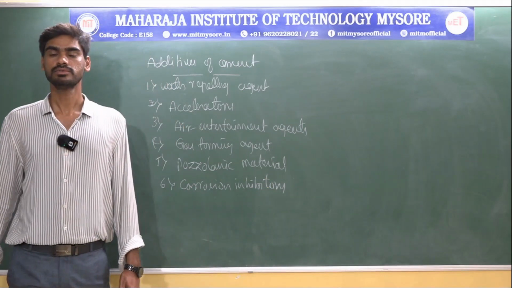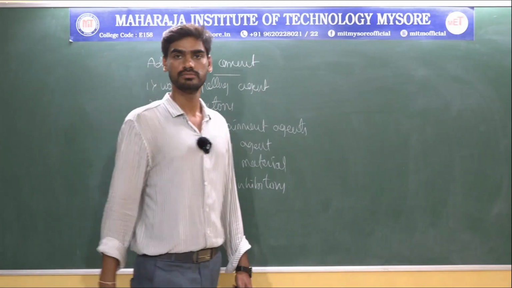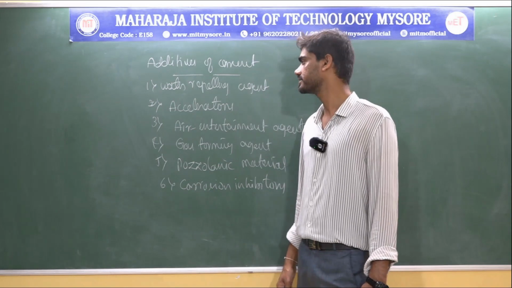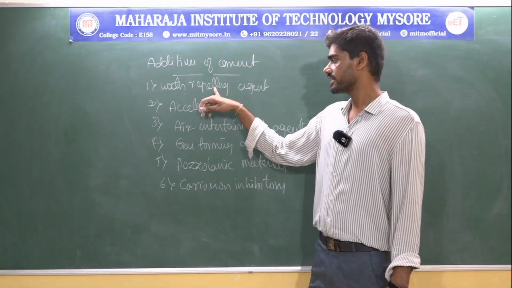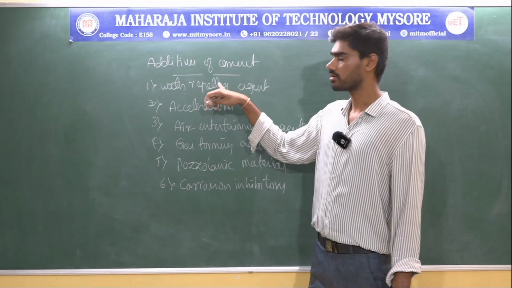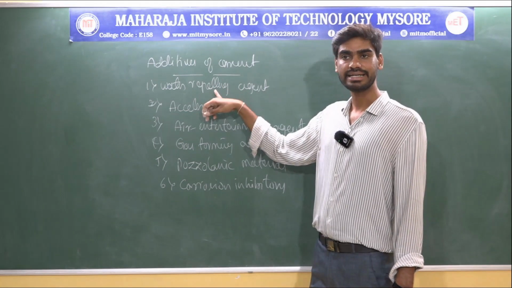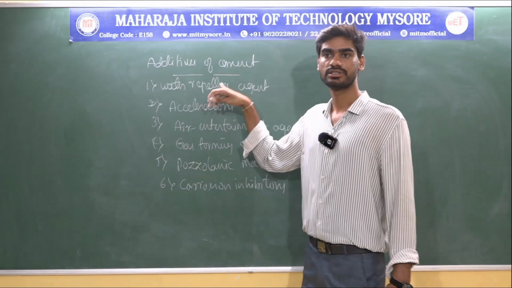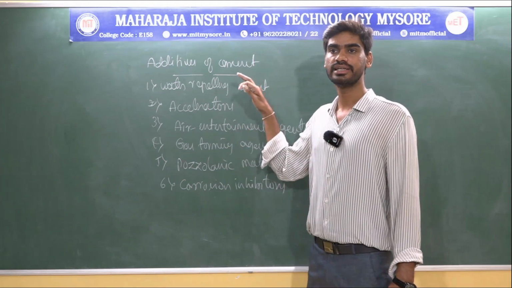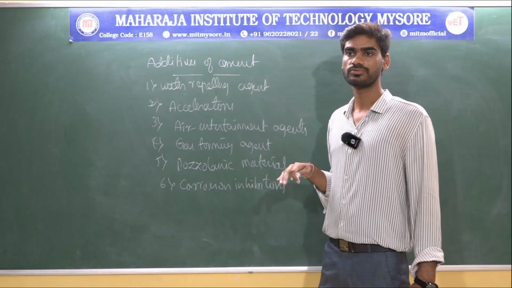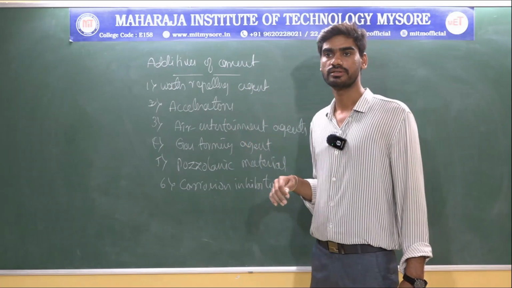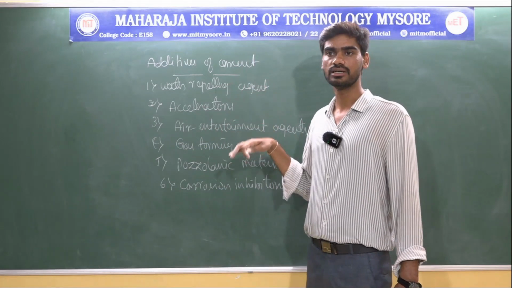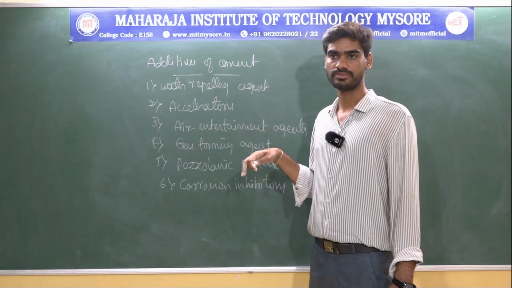So now let us discuss one by one. Water repelling agent. Here the name itself indicates these organic or inorganic additives are added to the cement to increase the water repelling property. So these are the chemical compounds used in waterproof cement, basically to repel the water. So hydrophobic cement is manufactured through this method, just by adding film forming substances to cement.